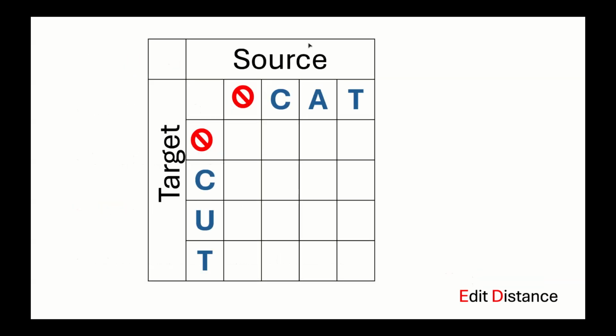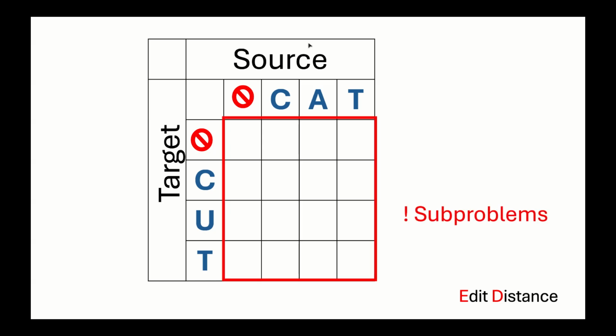Here is our main table. Our source string will be placed in the column axis, where each character will be one column, while our target string will be placed in the row axis. You can think that each of these cells in this table is in fact a subproblem to be solved. The resolution of all the subproblems will help us to reach our final goal.